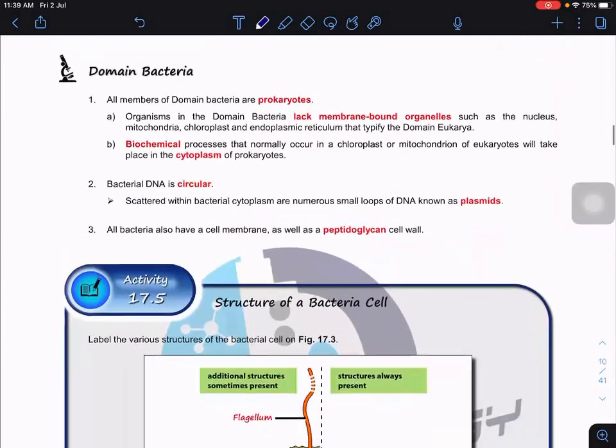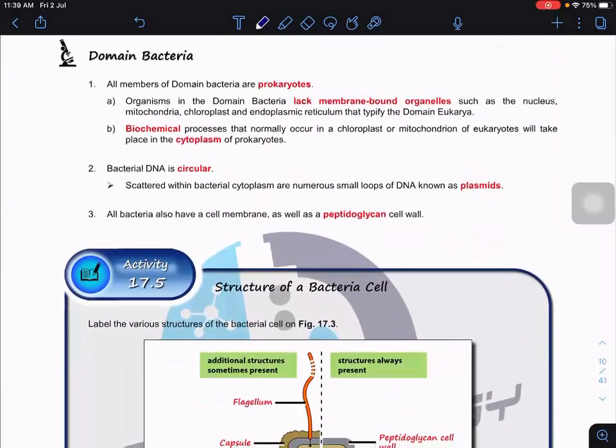So we start with the first one, domain Bacteria, which we are very familiar with because in our syllabus we talk about prokaryotes. In the syllabus, when we learn about prokaryotes, we basically refer to the bacteria. If we refer to archaeans, then there is a slight difference.